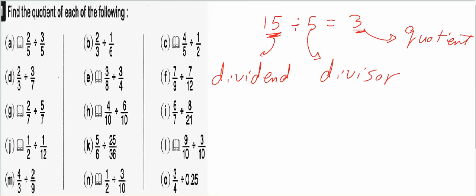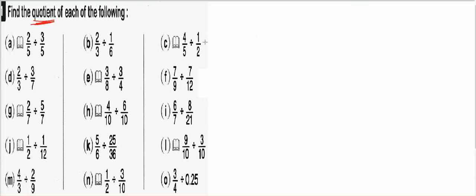Here, find the quotient of each of the following. Find the quotient means find the answer, find the result of the division. Number 1, 2 over 5 divided by 3 over 5.